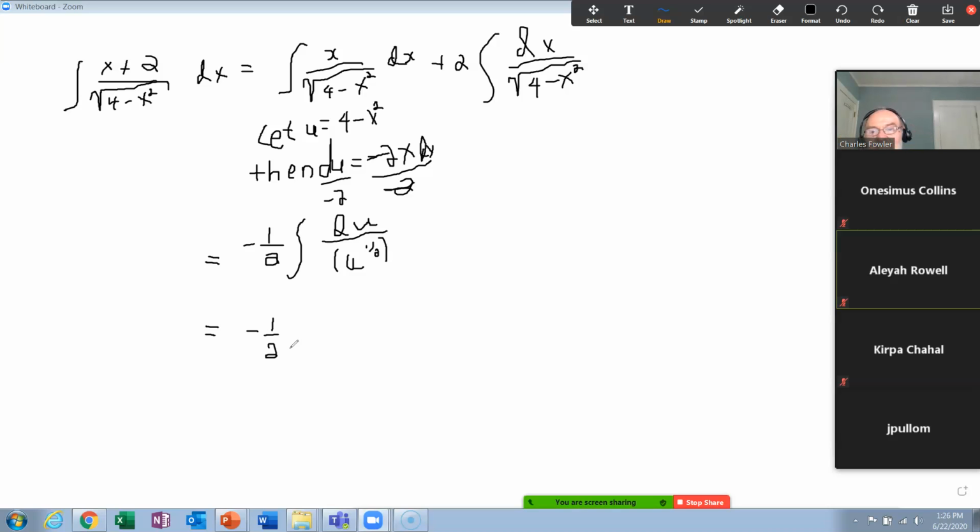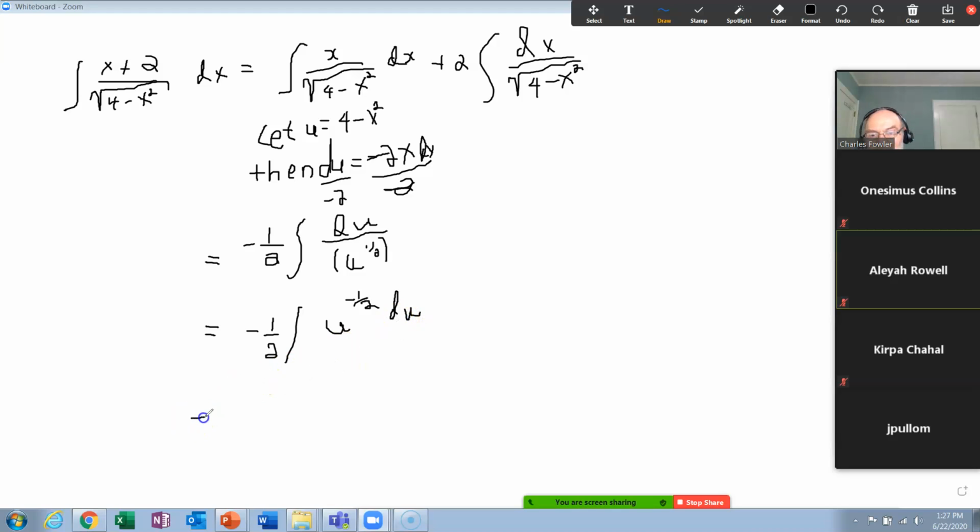okay, lost my microphone there for a moment, the integral of u to the minus 1/2 du. I don't like integrating with things in the denominator, as you probably can tell by now.